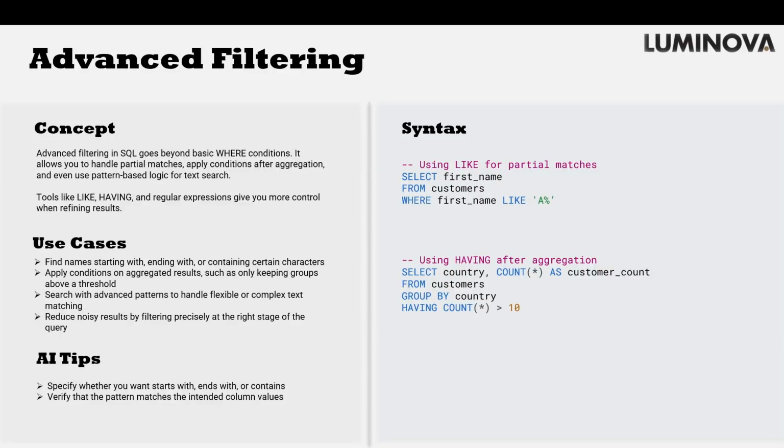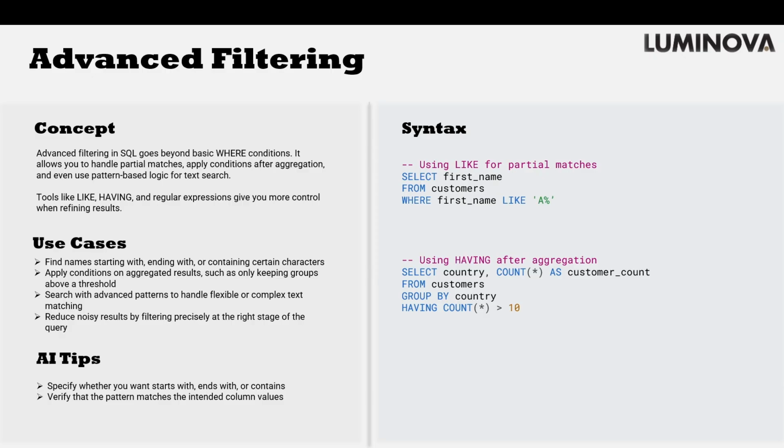Advanced filtering in SQL is about going beyond simple WHERE conditions. Basic filters like equals or greater than are useful, but in real analysis you often need more control over your results. Advanced filtering gives you that control, letting you handle partial matches in text, apply conditions after aggregations, and even work with more complex pattern-based logic. Tools like LIKE, HAVING, and regular expressions are at the core of this.